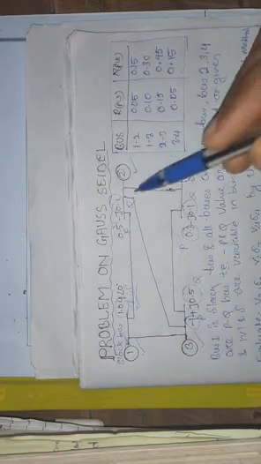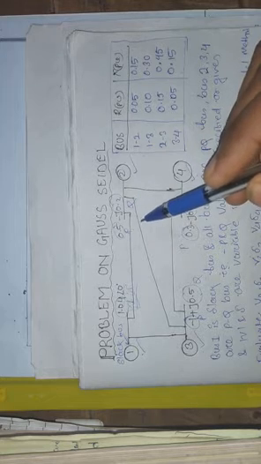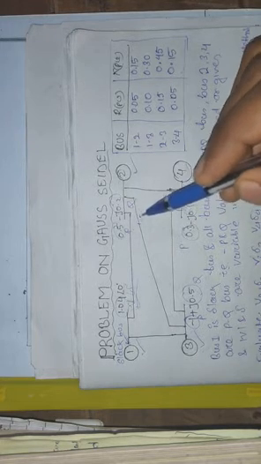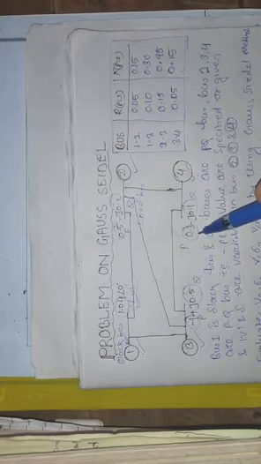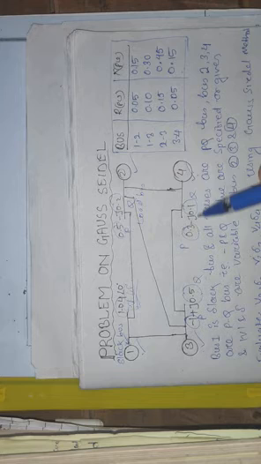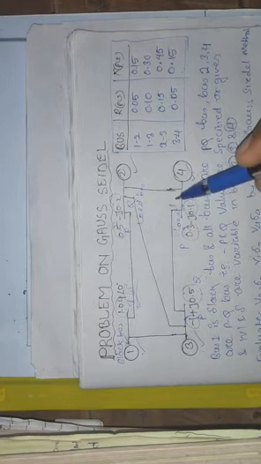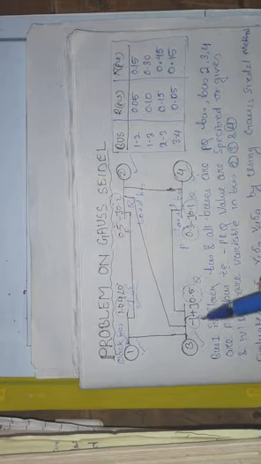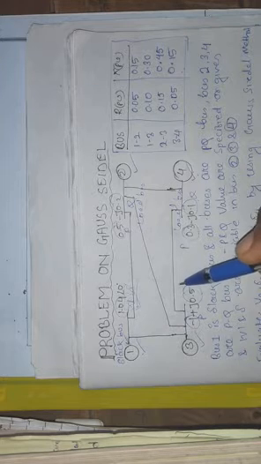Here active power and reactive power are given, that means it is our which bus? Load bus. Like that, in bus number 4 also active power and reactive power are given, that means it is our load bus. Here also the active power and reactive power are given, that means it is also a load bus.